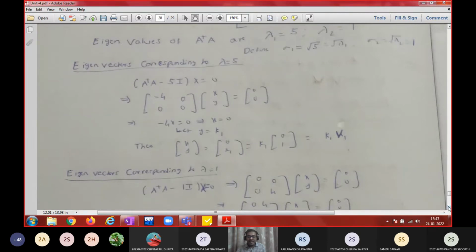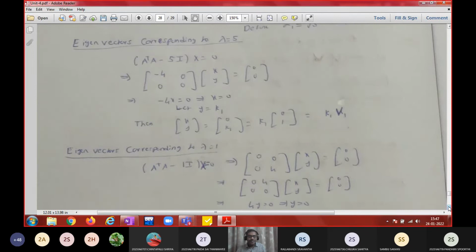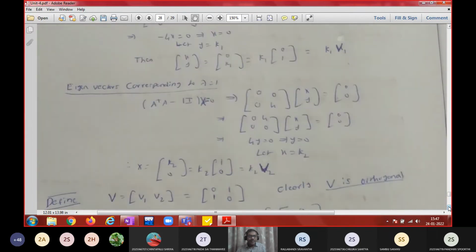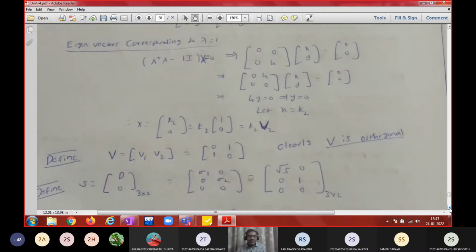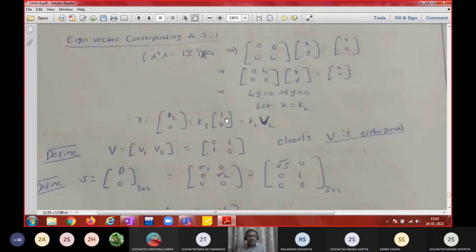Similarly, I find the eigenvectors corresponding to 1. That means A transpose A minus 1 into I into x equal to 0. You solve this homogeneous system. You will get a solution of the form k2 into 1 comma 0. Therefore, what is my second vector? V2 is 1 0. Now what is my matrix V? V is nothing but the vectors V1 and V2 put together like this.